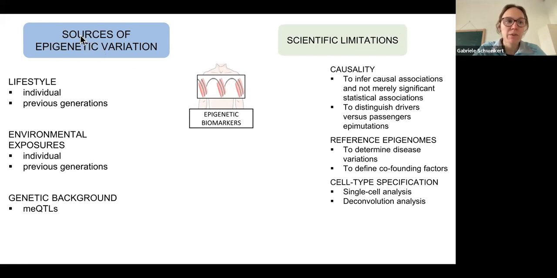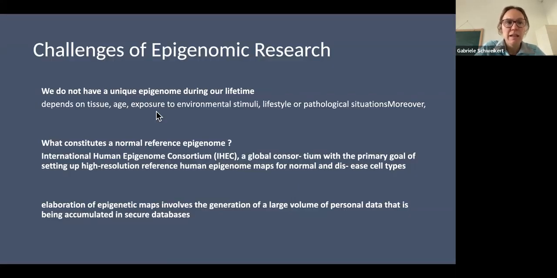And then we have also scientific limitations. In many cases, it's still really difficult to infer causality, so to infer causal associations and not merely significant statistical associations. And it's really hard to distinguish driver versus passenger mutations. It is also really difficult to establish a reference epigenome. I think I have that in the next slide.